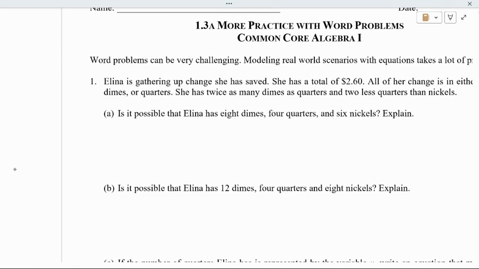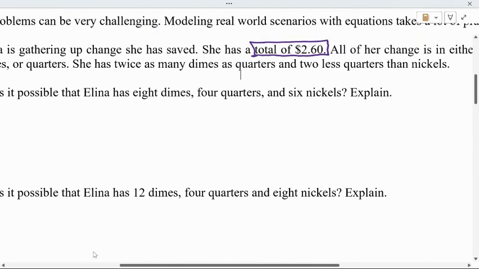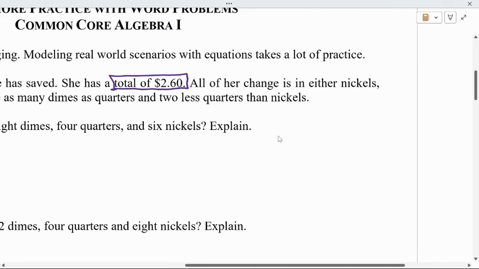That's something that maybe I'm going to underline. So I know that all of the money that she has is $2.60. So she has a total of $2.60. It also says that all of her change is either in nickels, dimes, or quarters. So I think it's important to talk about nickels.